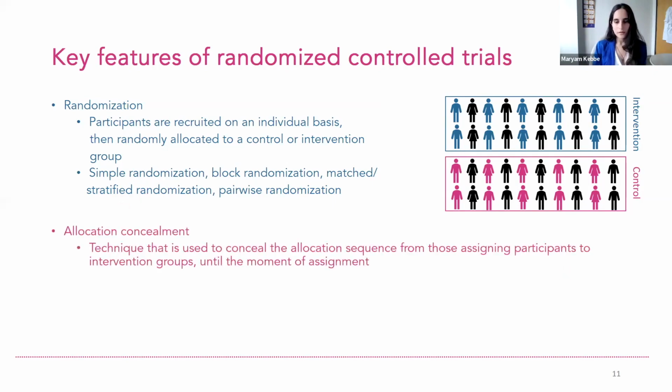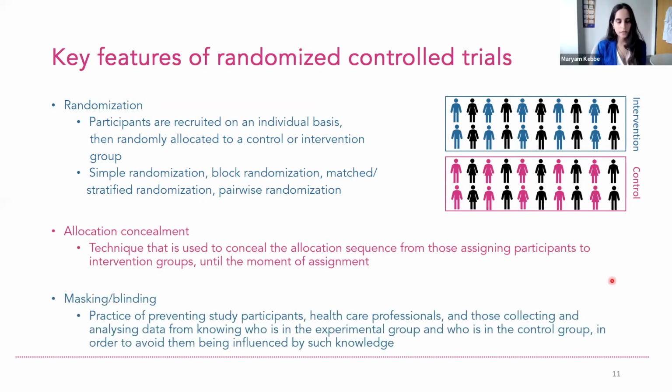Now, the second and third key features are the allocation concealment and blinding, or more recently referred to as masking. Sometimes people confuse the two. The difference is that allocation concealment refers to keeping the assignment sequence unknown before and until the point of assignment, so until the point that you actually reveal the assigned group. Whereas masking refers to keeping the assignment unknown after randomization and for the duration of the study. And this can't always be implemented depending on the type of the trial, but it's always best to try to ensure that masking is achieved.